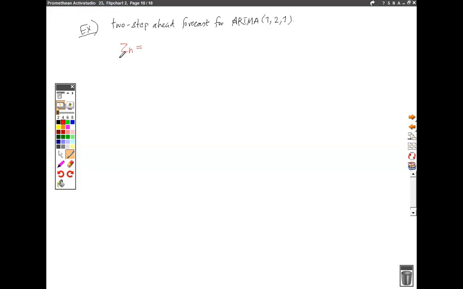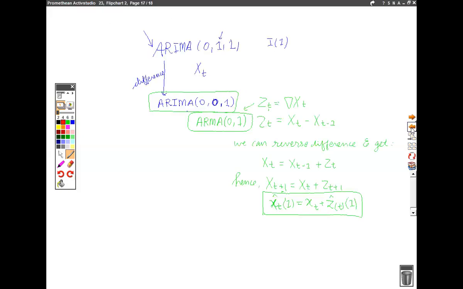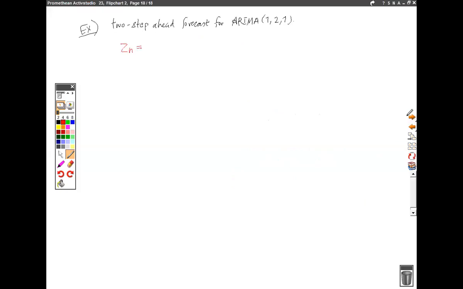Remember, in the previous case, I had a series which had to be differenced once for me to get to a stationary series. So I wrote my Zt as nabla Xt. But now if I know that I will have to difference my series twice, how can I write my Zn? Delta square Xt. Exactly right. I will have to write it as delta square Xt. So if I difference my Xt twice, I'm going to get a stationary series.